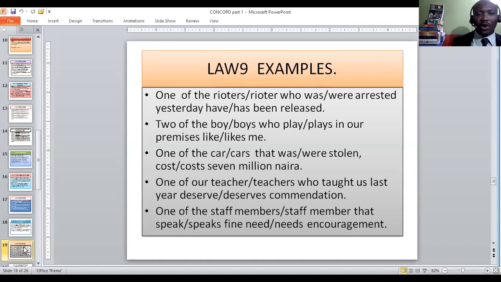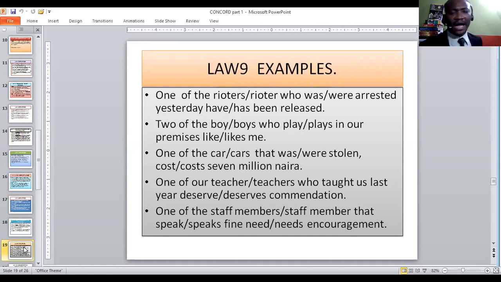Now, two of the boy or boys who play or plays in our premises like or likes me? Two of the boys, of course. And who play? Of course, the boys play in our premises. What do? Two of them. You refer to the subject at the beginning of the sentence, which is plural, so it will be like, which is plural.